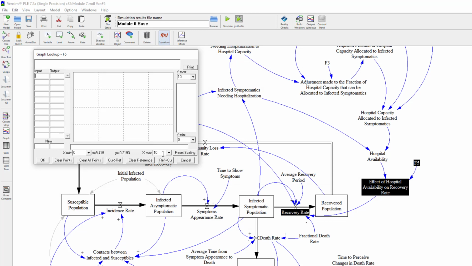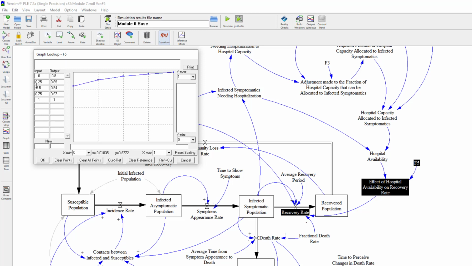Let's first change the value, x maximum to 1, y maximum to 1. So if x is 1, that means the hospital is fully available, right? Then effect of hospital availability on recovery rate will be 1, because you don't want it to have any effect on the recovery rate. However, if this hospital availability goes below 1, okay, that's when things go bad.